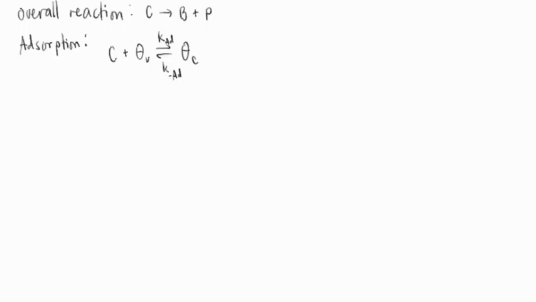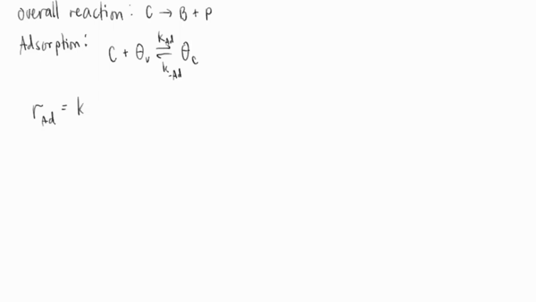We have here our overall reaction, C yields B plus P. For our adsorption step, we write our equation to be C, or cumene, plus a vacant active site yields an active site containing cumene. Now, this is a reversible reaction, so therefore, we have the forward and the backward specific reaction rate constants.